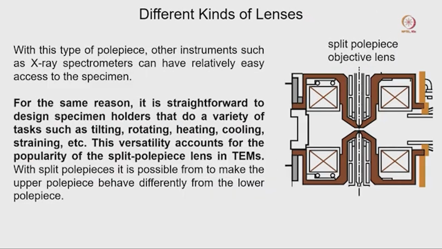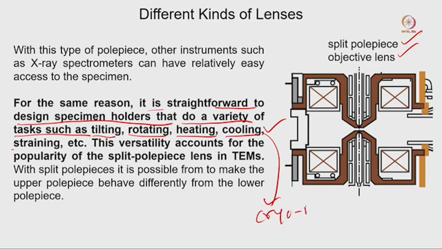Now, it is very straightforward to design a specimen holder that does a variety of tasks such as I mentioned: tilting, rotating, heating, cooling. That is the benefit we have when we have a split pole piece objective lens. Cooling is very important when we are doing cryo-EM, because we have to maintain a cryo temperature inside this particular area. The objective lens is staying near the goniometer, so that is the reason this is important for the biological side.